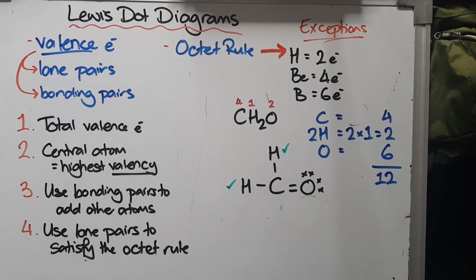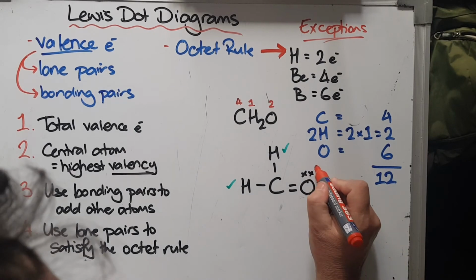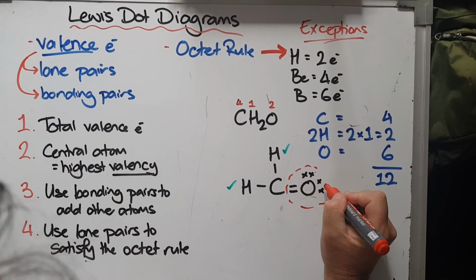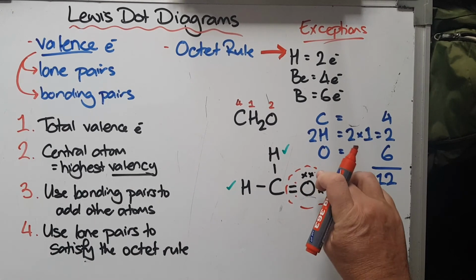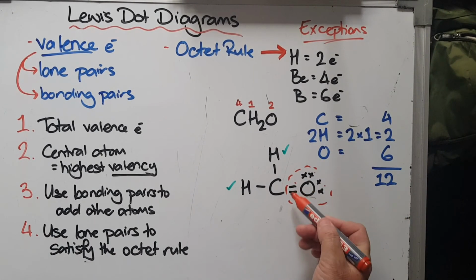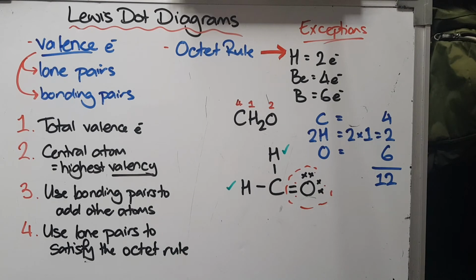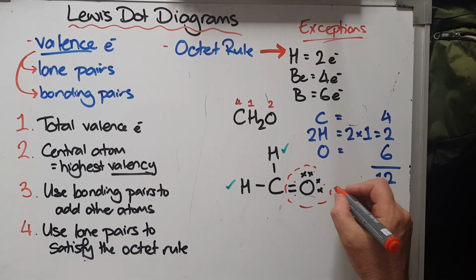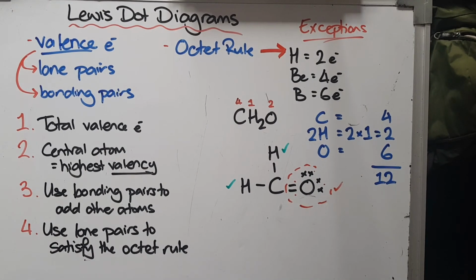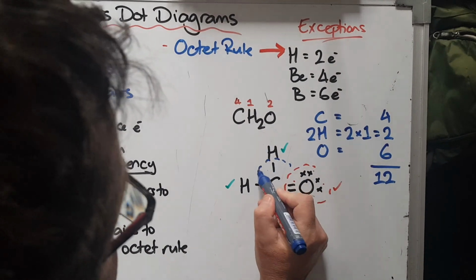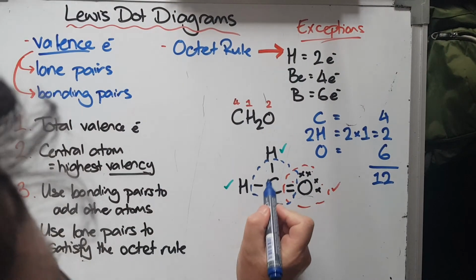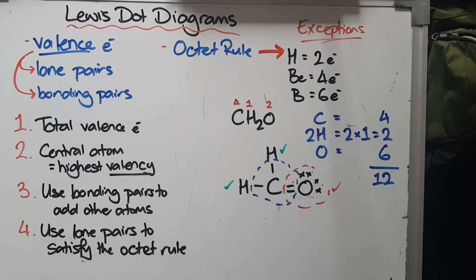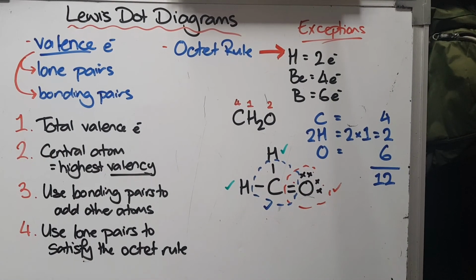Now, oxygen still has its 8 electrons: 2, 4, 6, 8. So 4 of them from lone pairs and 4 of them from bonding electrons. So it's now still satisfying the octet rule. Carbon has now got 2, 4, 6, 8 electrons involved in bonding, so it also obeys the octet rule.